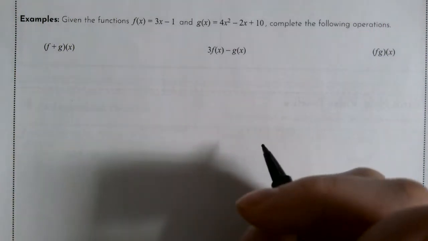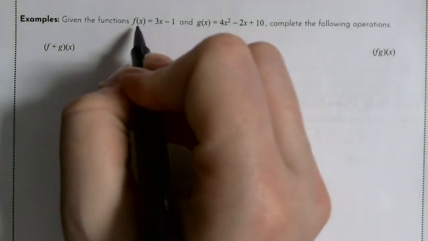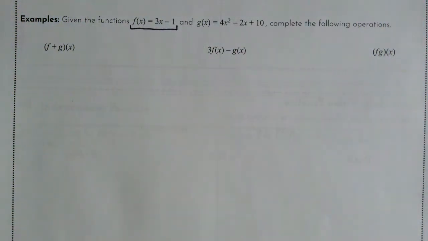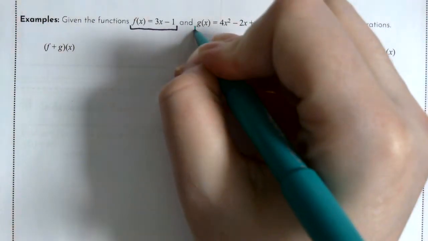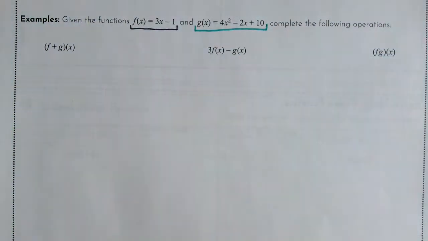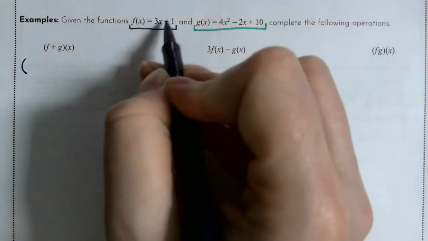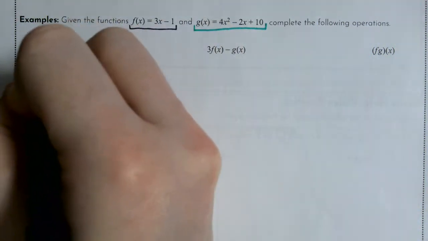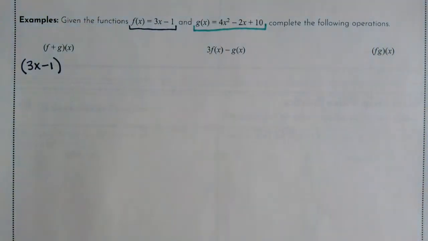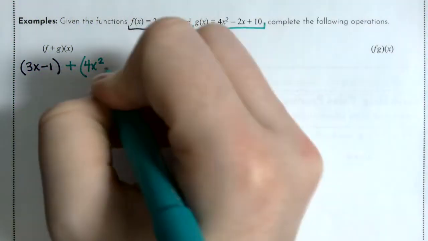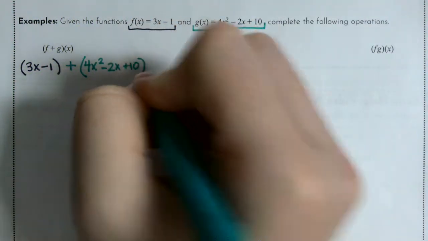That part's not super important for us. I'm just going to add up my f function plus my g function. And I think color coordinating these would be helpful. So I'm going to do that first one in this dark purple and the second one in this blue color. So f plus g, I'm just going to take my f function, which is everything after the equal sign, so 3x minus 1. And I'm going to add my g function, so 4x squared minus 2x plus 10.